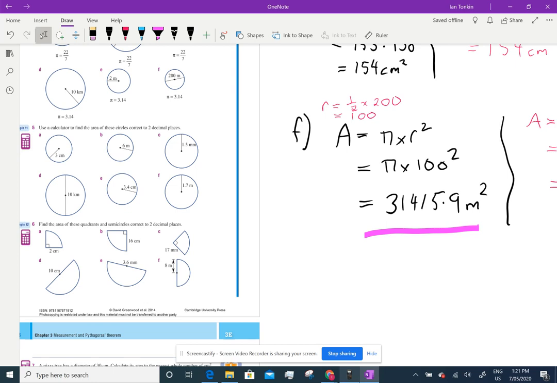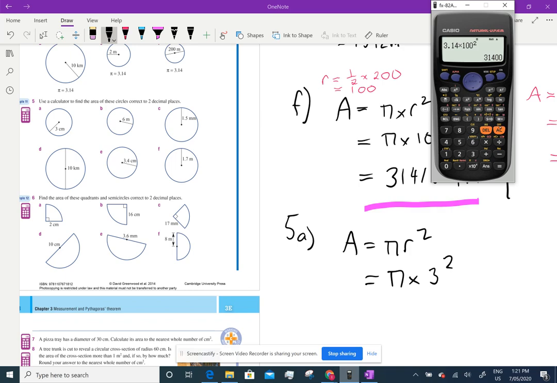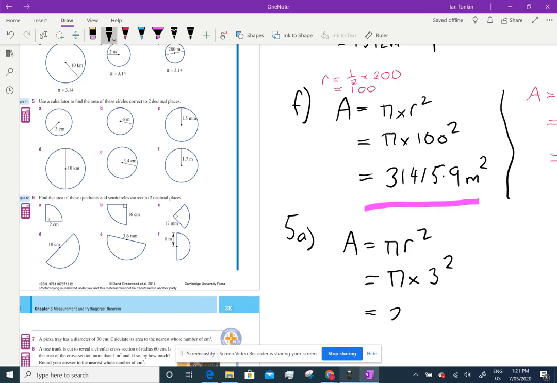So I'll just do one of these from question 5. These are terribly easy. Oh no, I'll do 5a and I'll do 5d. So 5a, area equals pi r squared. So it's pi times, what's the radius? 3, squared. I go in here, clear that, get my pi by going shifting down here, times 3 squared. And they want it to 2 decimal places, so can I suggest you do this?